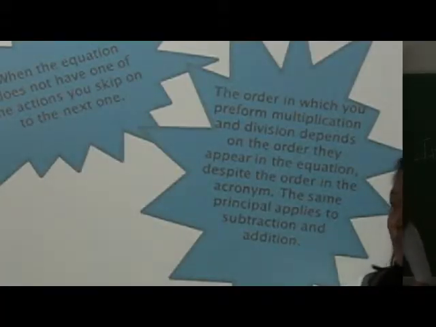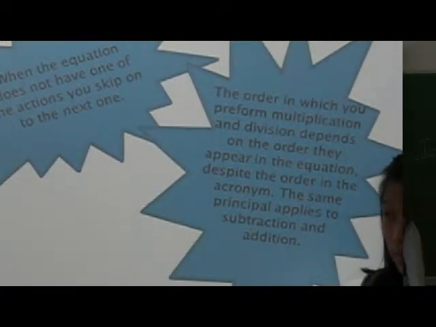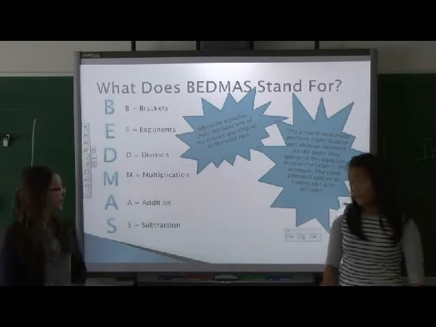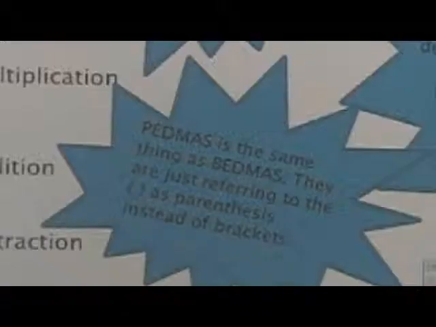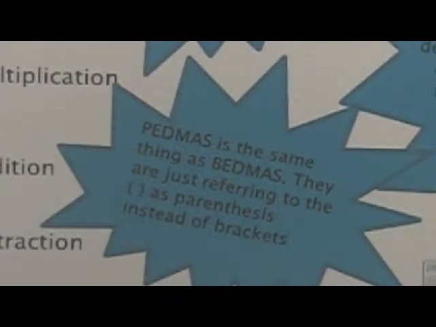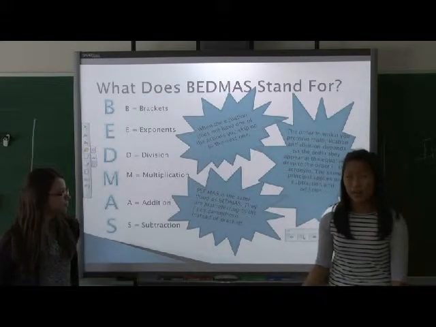For division and multiplication, the order that you do them in depends on the order they come in the equation from left to right, and the same principle applies with addition and subtraction. BEDMAS is the same thing as BEDMAS, except what we call brackets, they call parentheses.